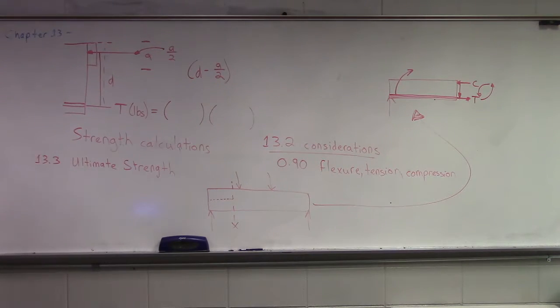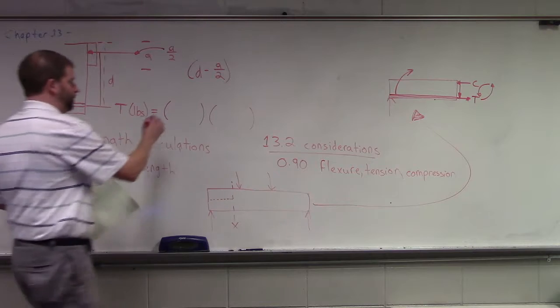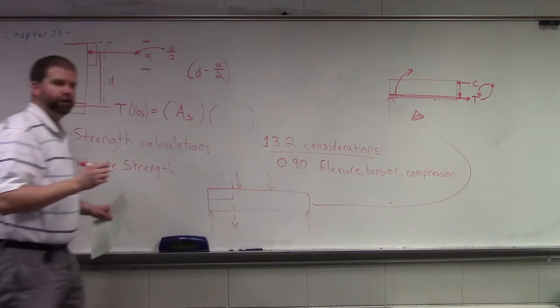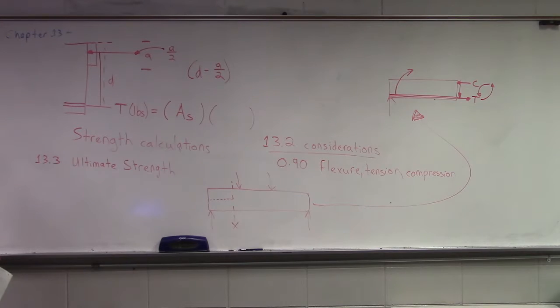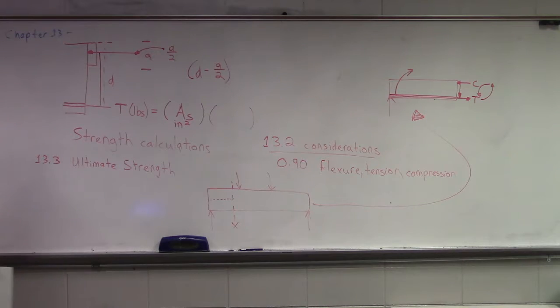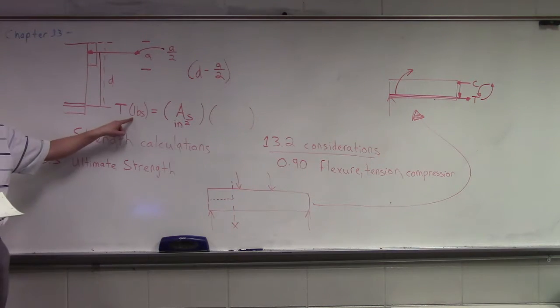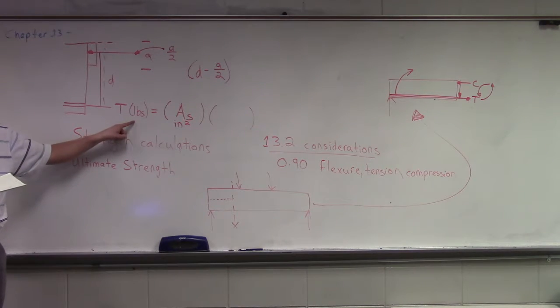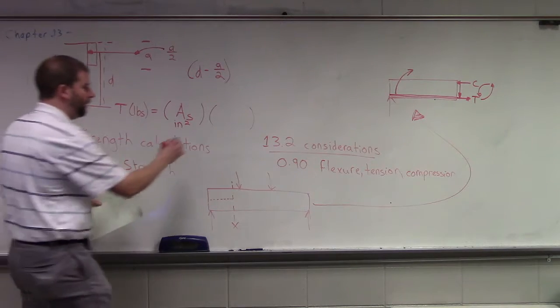We need two items to get to our force. What can we measure on our steel? The area. We could measure the area of the steel, right? What unit is our area in? Inches squared, right? So what could we multiply our area by that will give us a number with units of pounds? 29 million? Yeah, we could. We don't necessarily want the modulus of elasticity here, but we do want something with PSI.